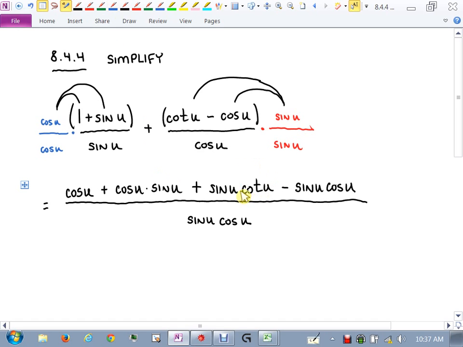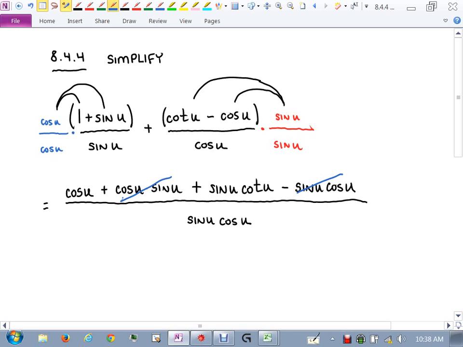Yes, that is going to simplify. Before I do that, is there anything else up here? Cosine u sine u being added, and then subtracting sine u cosine u. But I just said these are the same thing, aren't they? So these two completely wipe each other out, which is great.